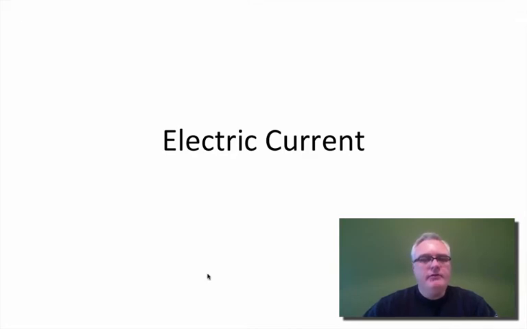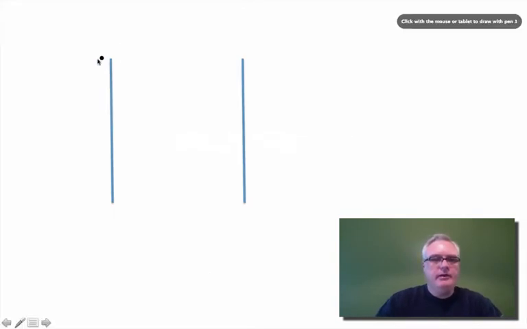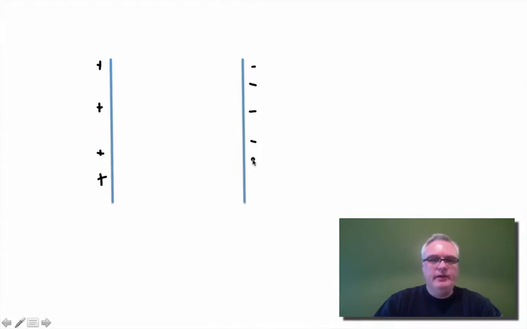In this video, we're going to introduce the idea of electric current. Previously, we talked about parallel plates, and when you have a parallel plate that is at one potential and a second parallel plate which is at another potential, there is a potential difference that exists between these parallel plates. And that potential difference creates an electric field between them.